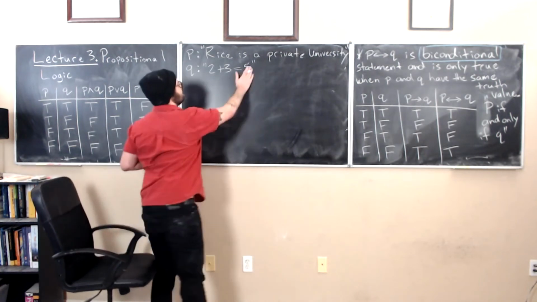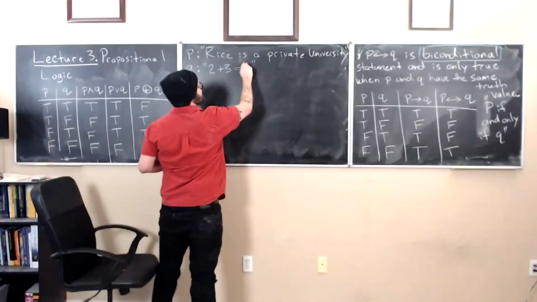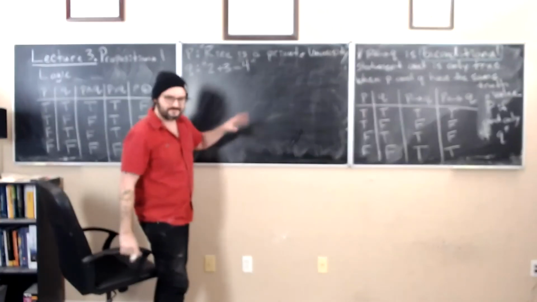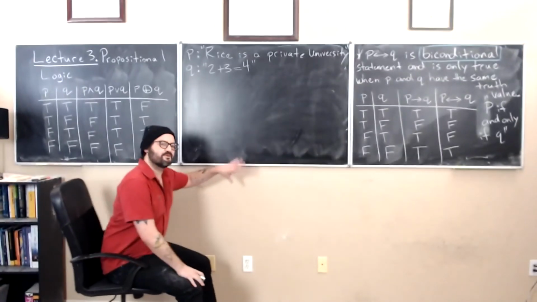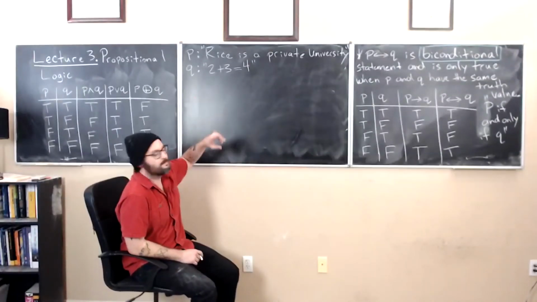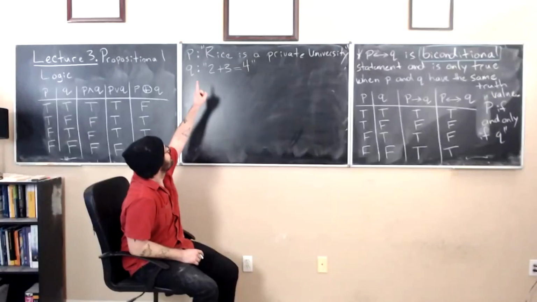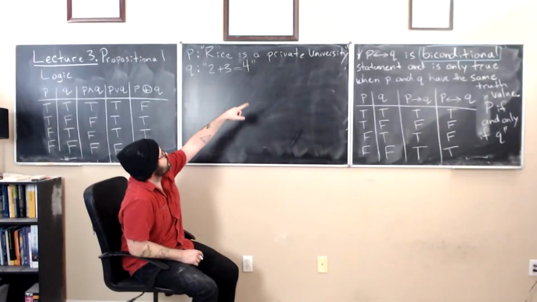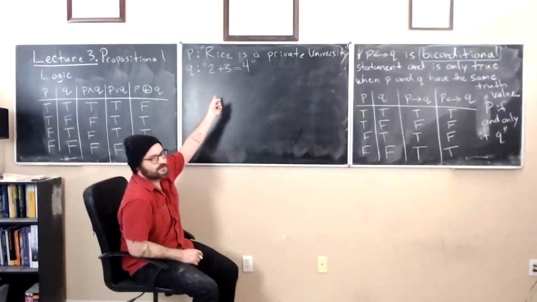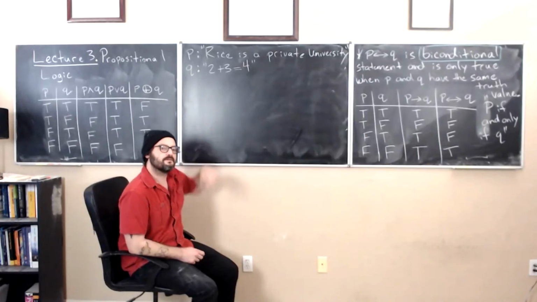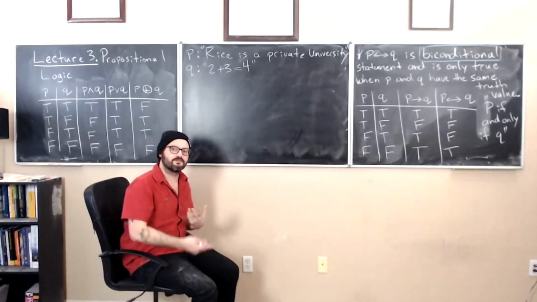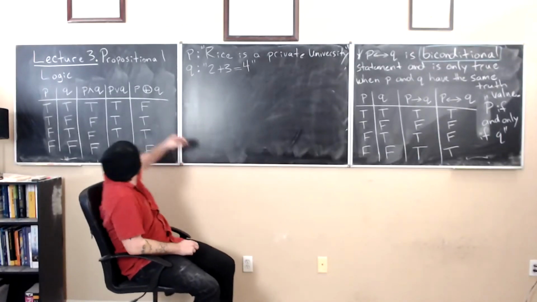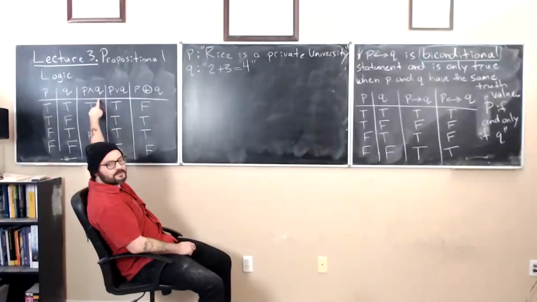Think about that again. Rice is a private university, and 2 plus 3. Oh, sorry. Why didn't y'all say anything? 4. I was thinking 4, but I wrote 5. Didn't help myself. All right, try it again. Rice is a private university, and 2 plus 3 is equal to 4. That's a false statement because at least one of them is false. And that's what this operation is conveying, this conjunction.